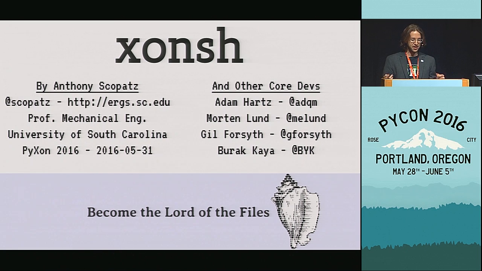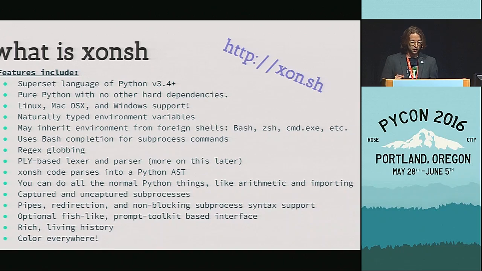Hello, everyone. I'm Anthony Scopatz, and this is Xonsh. So, what is Xonsh? Xonsh is meant as a general-purpose shell language to replace things like Bash or Fish or Z shell. But it also is simultaneously a Python superset language. Some of the features are that we have no external dependencies other than Python itself. If you have Python, you also have the ability to have Xonsh. Because of that, we support the big three major platforms: Linux, Mac, and Windows.